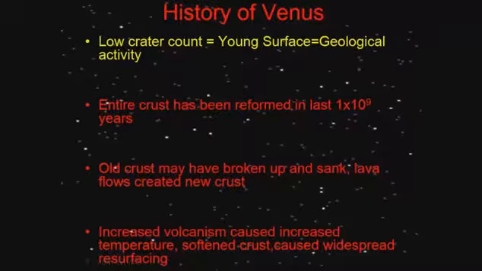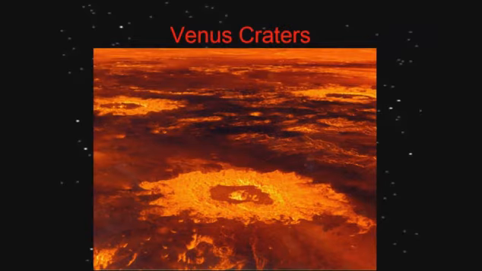And a lot of the impacts that we see on other planets are absent in the case of Venus. So it's possible that the old crust, the old surface of Venus, was broken up and sank down, and the lava flows created a new one. So the increased volcanism just caused this widespread surface temperature increase, softened the crust, and gave us a lot of widespread resurfacing.